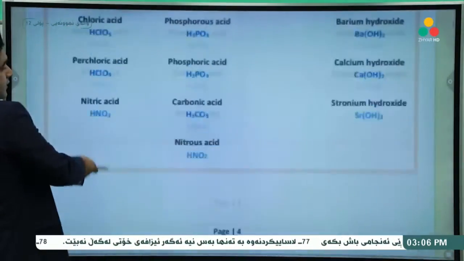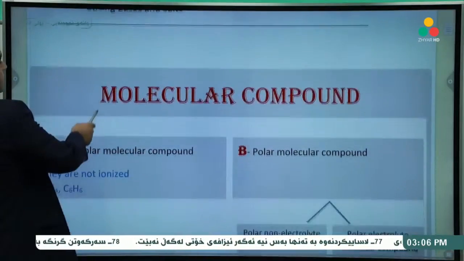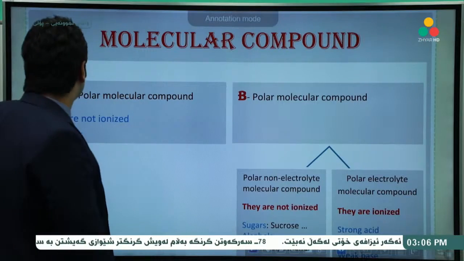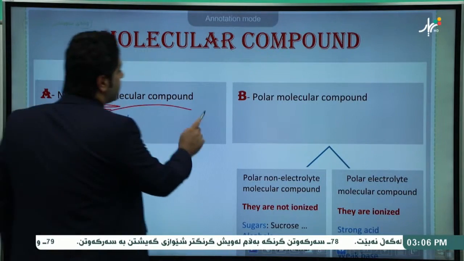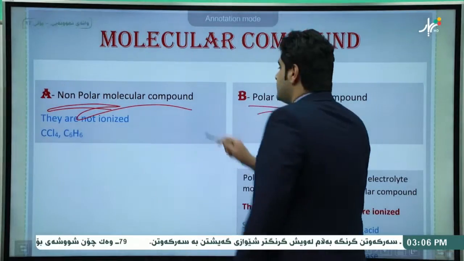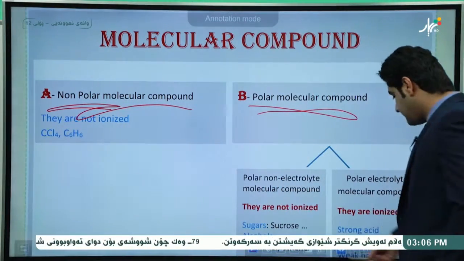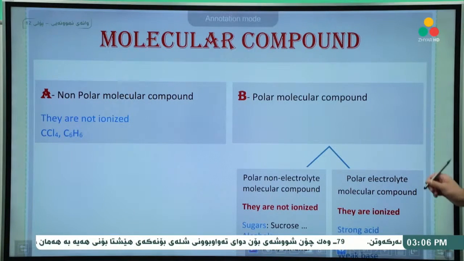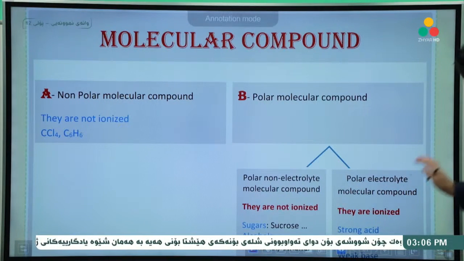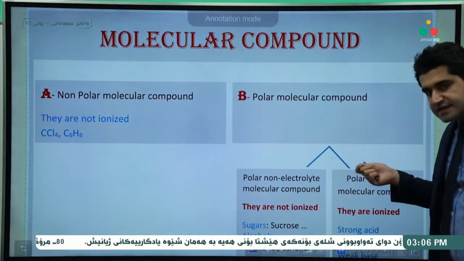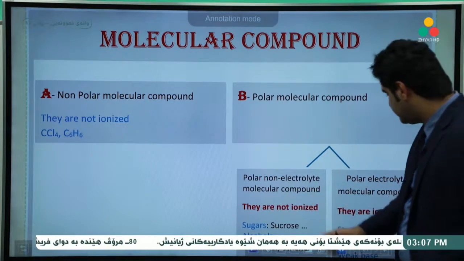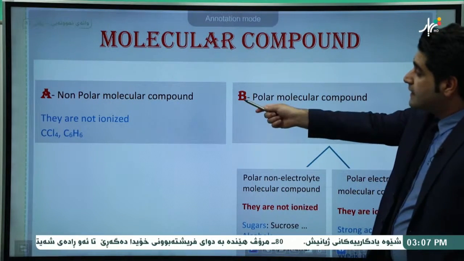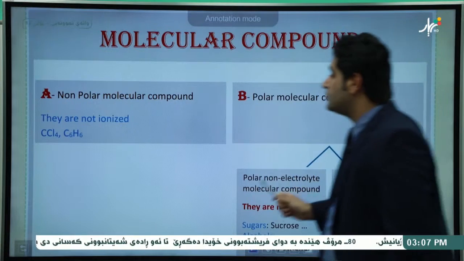Now let's make a classification of molecular compounds. We have 2 types of molecular compounds: polar molecular compounds and non-polar molecular compounds. Actually, we will talk about that a little bit more than the others because we will need it to solve many other things. Very good. Non-polar molecular compound and polar molecular compound.